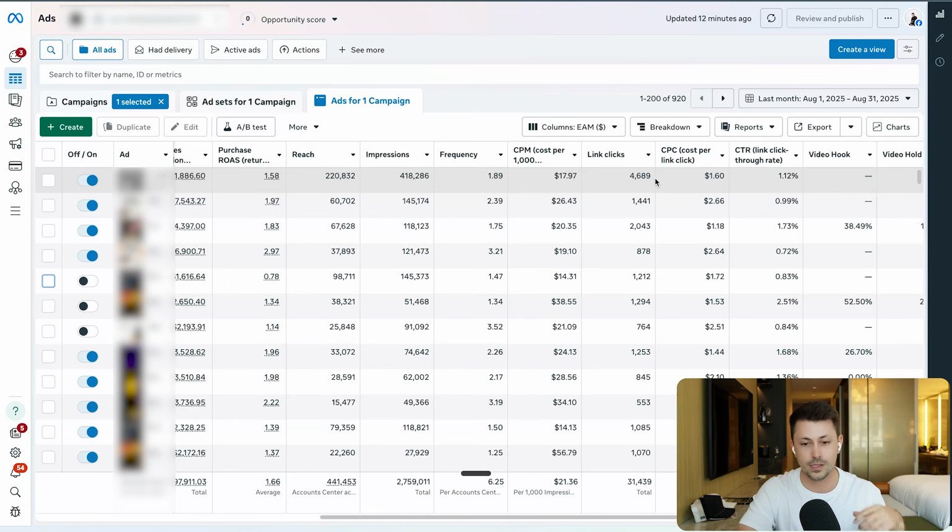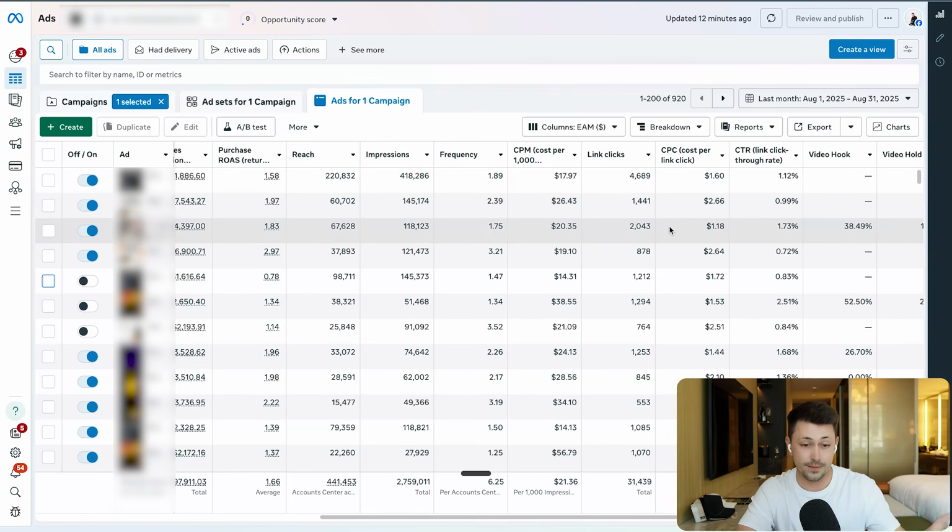Meanwhile, this ad up here that's doing slightly more prospecting has a $1.60 cost per click. And if you take a look at this ad right here that is clearly also doing some prospecting, 1.75x, right? $1.18 cost per click. You can see Meta is definitely doing some prospecting with this ad as well. And so what you need to understand is what is happening in the account.